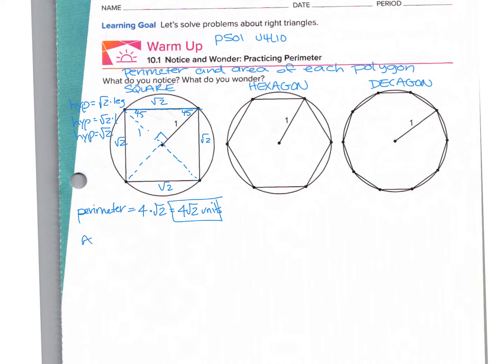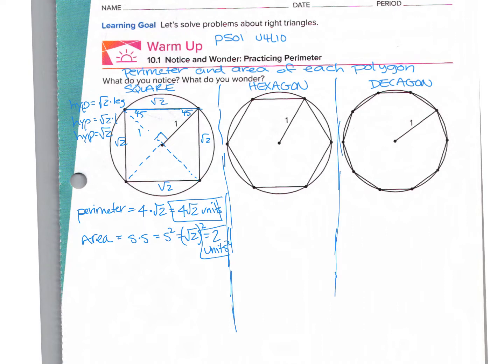My area, the area of a square is base times height, or sometimes we write side times side, or side squared. And so this would be the side squared. And when I square a square root, it just cancels, and I would get 2 units squared. I don't want to write into my hexagon area over here. So those would be my 2 answers for my square.